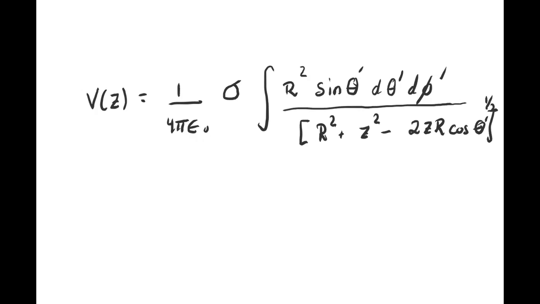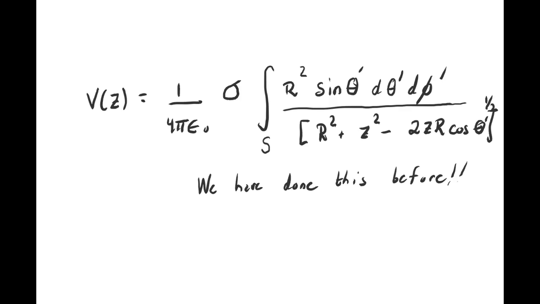Primed variables tell me where the charge is. Unprimed variables tell me where the source is. R is a constant. I do this double integral, so it's a surface integral. I integrate out all of the primed variables, and I'm just left with something that depends upon z. And we have done this before.